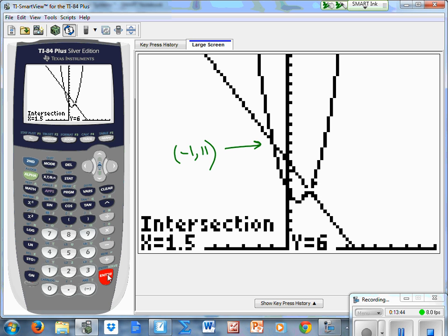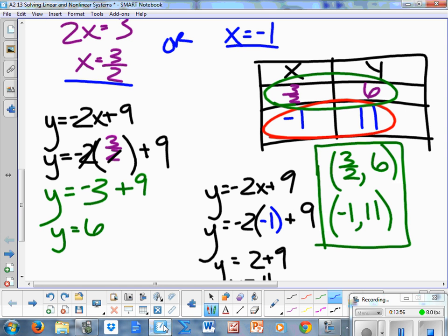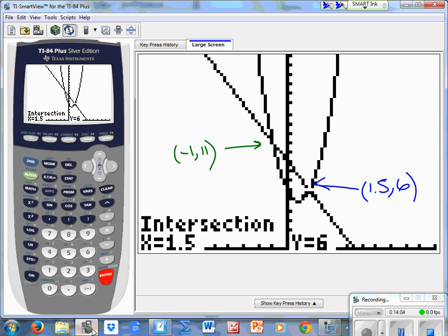So this one tells me the other intersection point is at 1.56. Let's flip over here. We got 3/2, 6, which is the same as 1.56, and again, our -1, 11. So this is just another method of solving our systems of equations. We found the value or values that make both of the equations true by finding out where the two graphs intersect.